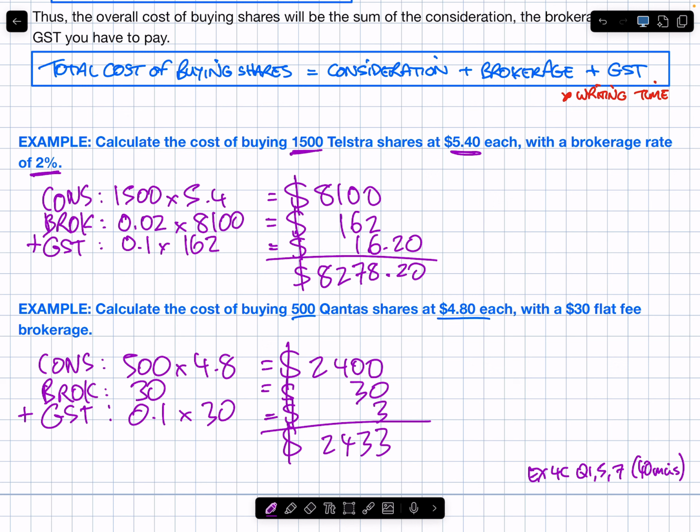I'm going to stop the recording there. What I'd like you to do to start off with, can you work 40 minutes? Exercise 4C, only questions 1, 5 and 7.